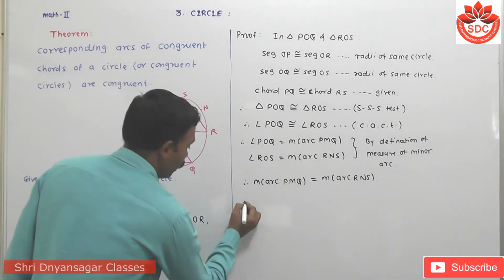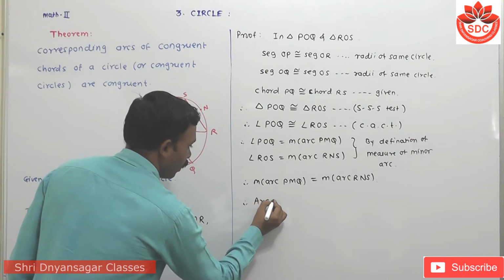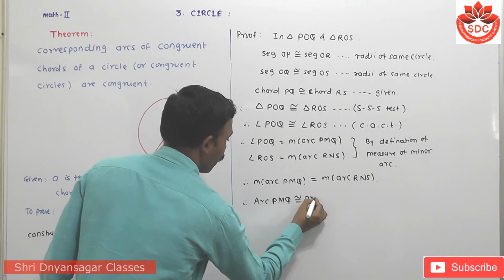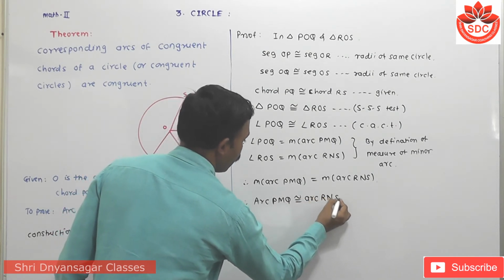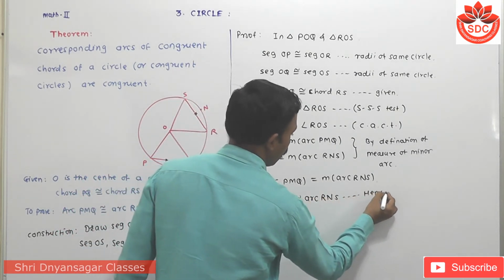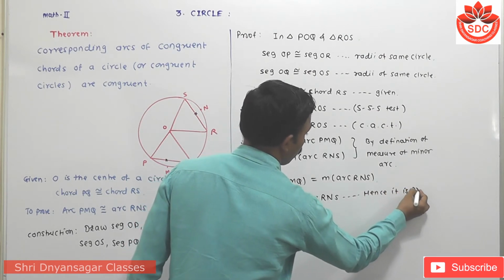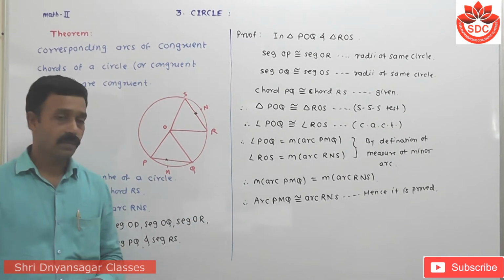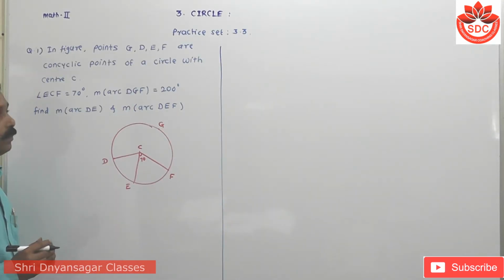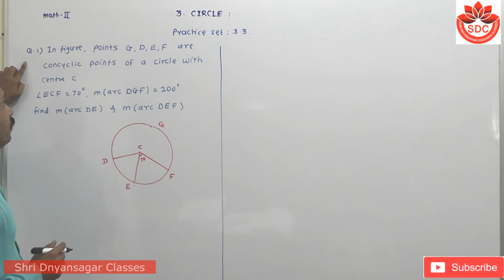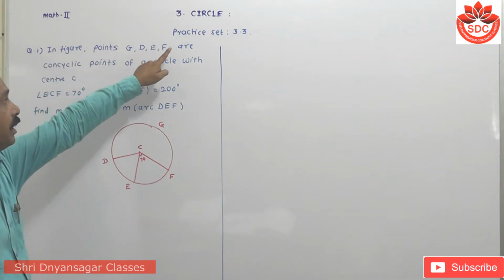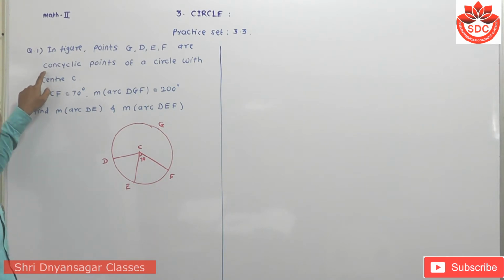So I have to write here, therefore arc PMQ is congruent with arc RNS, and hence it is true. Can you understand this? Okay, we see the next point. Let's see practice set 3.3, the first question. In the figure, points G, D, E, F are concyclic, meaning they lie on the circle.